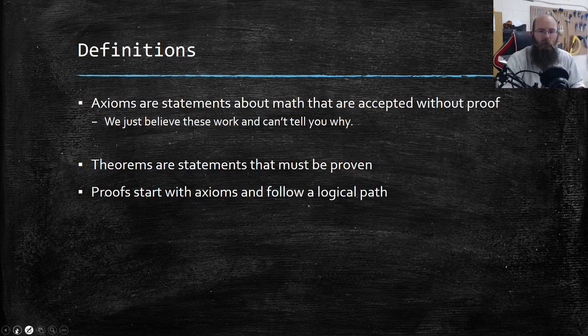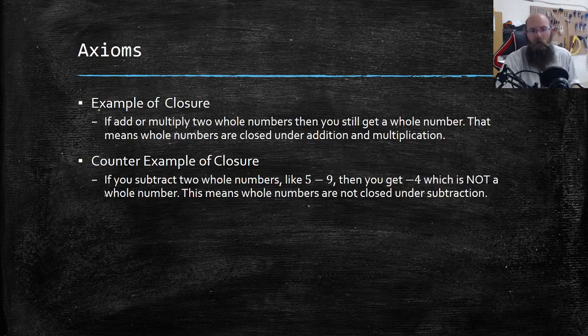Let's go and check out some more vocabulary here. Axioms. Let's discuss closure. So closure just means that something actually works and is completed and is kind of closed up and pretty. So if I add or multiply two whole numbers, then I still get a whole number. So like 1 plus 2 gets me 3, that's still a whole number. 1 times 2 gets me 2, still a whole number. So that means that whole numbers are closed under addition and multiplication. If I can do addition and multiplication to just whole numbers and still get out a whole number, it's closed.